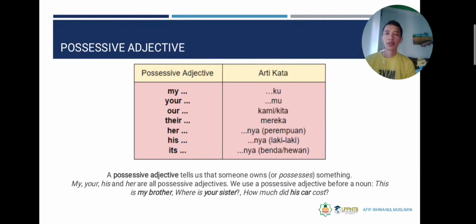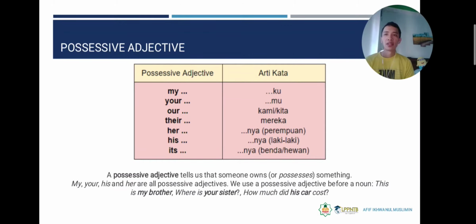Next one we have what is called a possessive adjective. We have two words there: possessive and adjective. An adjective is a word which functions to describe or characterize something, so it should be placed earlier than the noun which is described or characterized. Then we have possessive, talking about ownership. It means that a possessive adjective tells us that someone owns or possesses something.